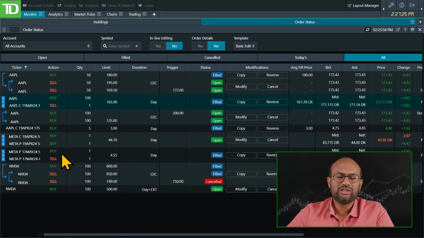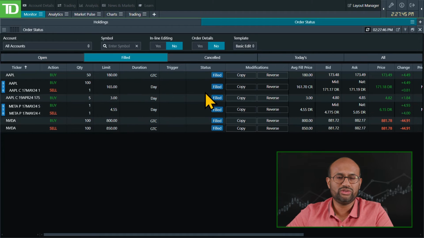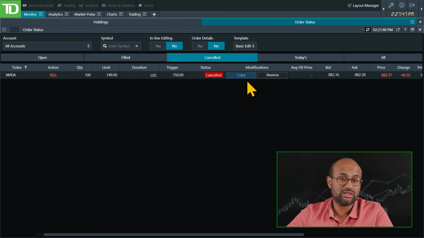Now, coming back to the orders here, we can also further filter. Instead of seeing a whole mishmash of orders, we can also parse it out to see just the open orders. So for example, you can see right now we're set to seeing all orders regardless of the status on them. So we can come here and say open orders only. So now we're seeing just the open orders over here. If we go into filled, we can see just the filled. If there's anything that's been canceled, we can show the canceled orders over here.